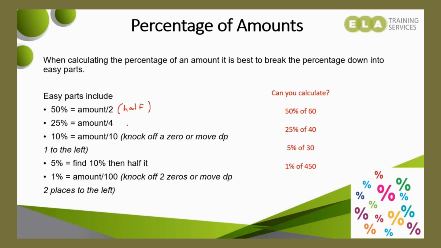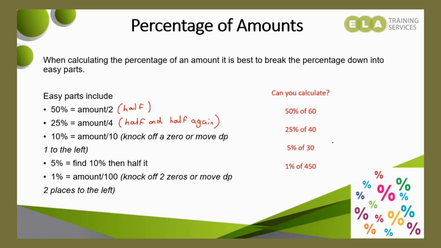25%, we do the amount divided by 4, or half and half again. 10%, we do the amount divided by 10, so we can knock off a 0 in your number, or move the decimal place 1 to the left. To do 5%, we find 10% and then half it, and then 1%, we do the amount divided by 100, so we knock off 2 zeros or move the decimal point 2 places to the left.